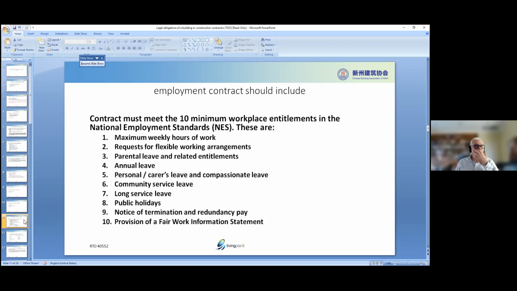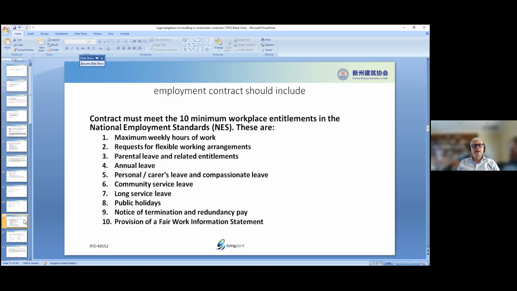Parental leave, so it's not just mothers these days, fathers can have parental leave. Annual leave, everyone's entitled to, every full-time worker is entitled to annual leave. Personal carers leave and compassionate leave. Community service leave. So if you're doing something for the community, like if you're in the SES or whatever they call them, to assist the community, your employer has to give you that time off, okay? Long service leave, if you've been there for many, many years.